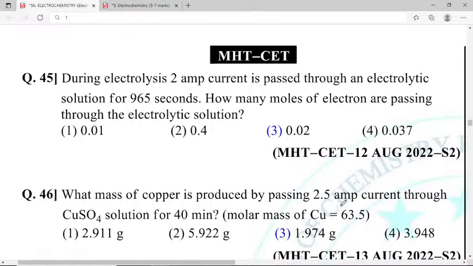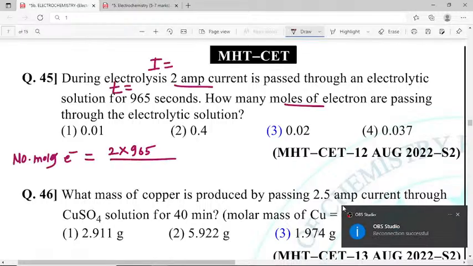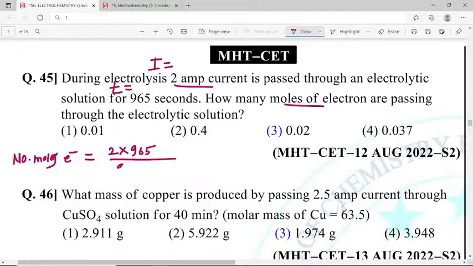During electrolysis, 2 ampere current is passed through, divided by 96500. If you solve this, you will get the answer 0.02.